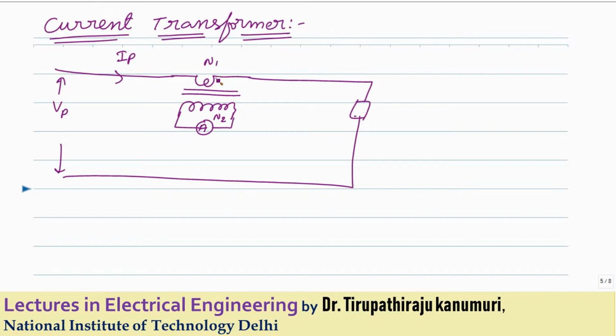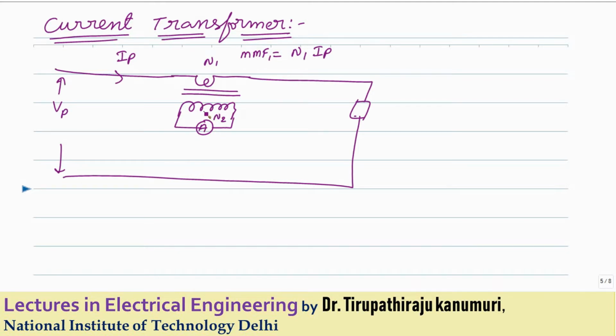The current IP is passing on the primary side. In this transformer, the working is completely different from that of a normal power transformer. I have briefly explained this in the last class, and I am repeating the same thing once again. IP and N1 are in the primary, so the magnetomotive force, or MMF, produced on the primary side, I write as MMF1, is equal to N1 multiplied by IP. Because of this MMF, flux will be produced in the core, and that flux will link with the secondary.